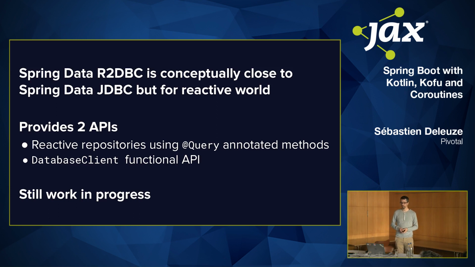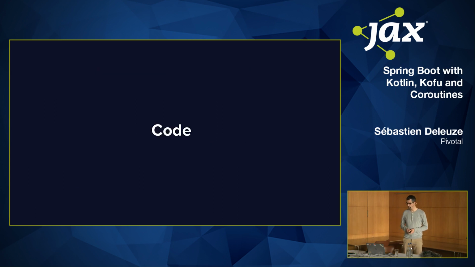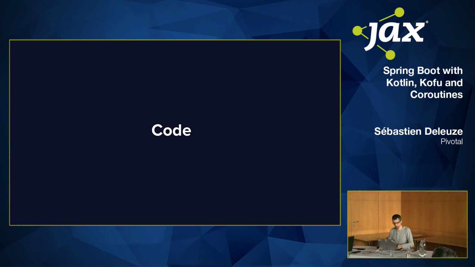And it provides two main APIs. One is the usual query, the usual repository pattern that you know if you have used Spring Data. And it introduces a new functional API, which is DatabaseClient, which is basically the equivalent of WebClient, but applied to the database world. This is still work in progress, but it's progressing fast. So we are going to see what that means in terms of code.